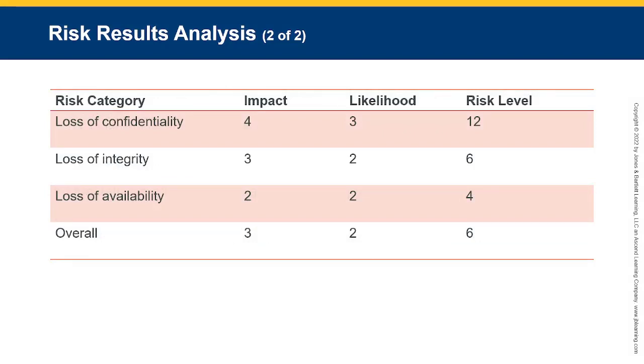Okay? So it could look something like this. You have categories: the impact, likelihood, and the risk level. And as you can see, the risk level is a product of impact and likelihood.